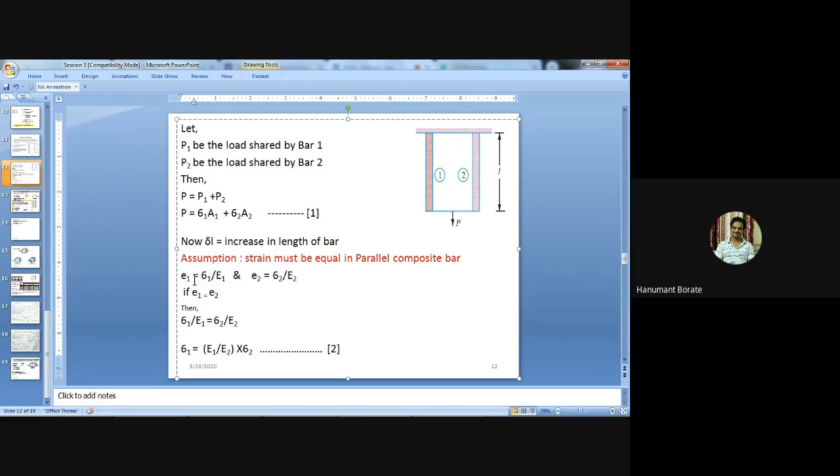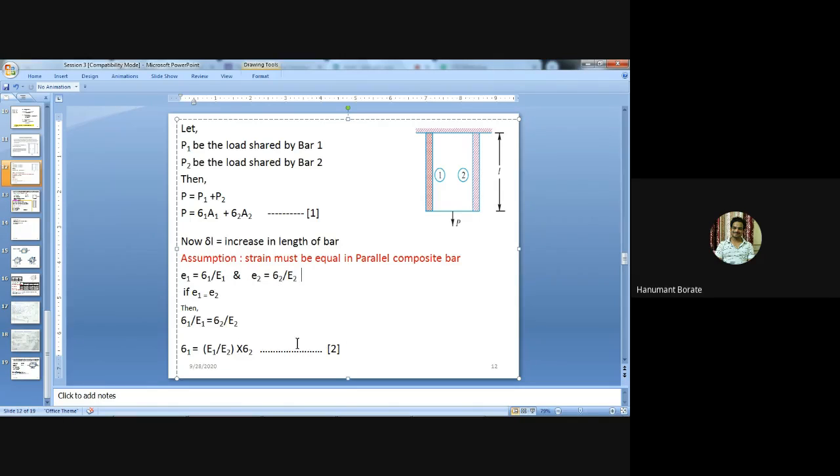According to that assumption, by Young's modulus formula, e1 equals sigma 1 by capital E1 and e2 equals sigma 2 by capital E2. But since strain is the same, e1 equals e2. Then sigma 1 by E1 equals sigma 2 by E2, and in this way we get sigma 1 equals E1 by E2 into sigma 2. This is equation number 2.